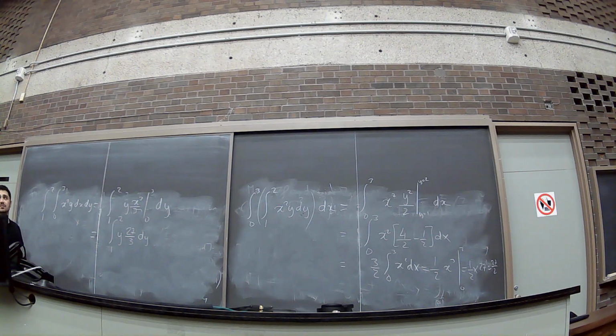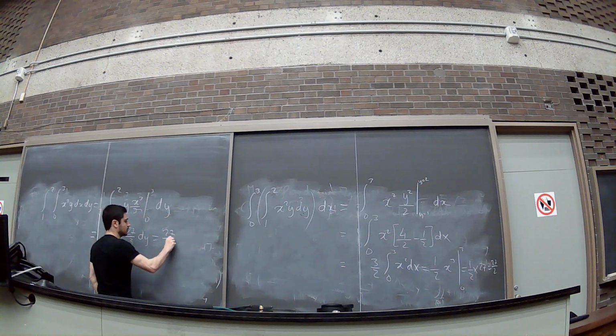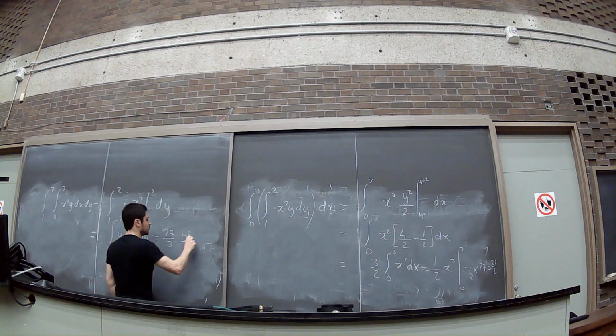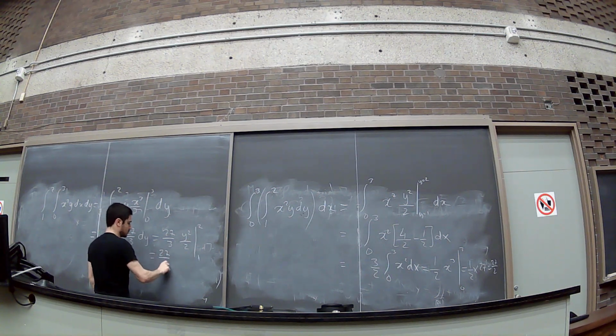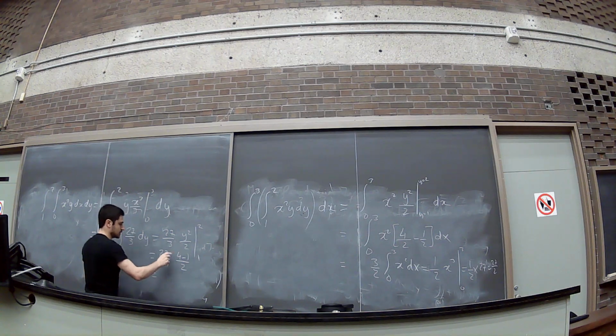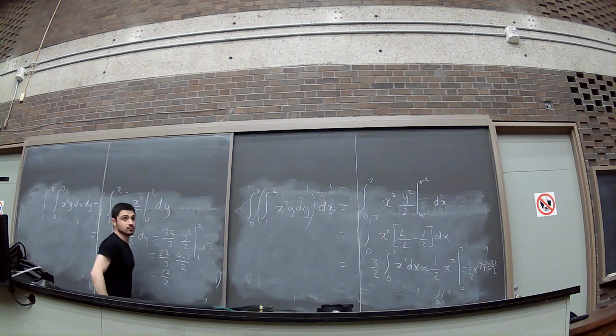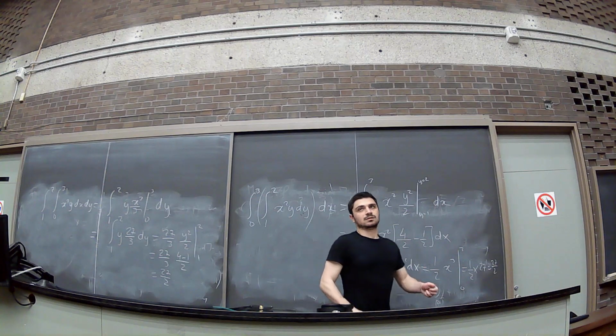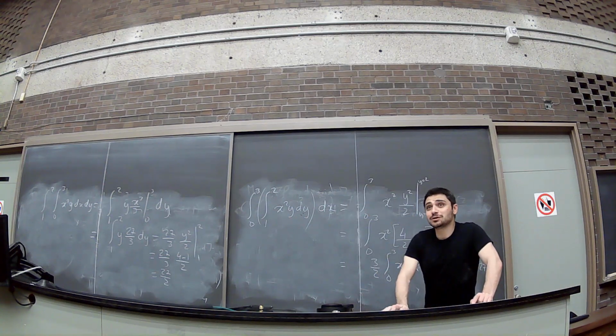And how do I integrate this? What's an antiderivative of y? It's y squared over 2. So I have 27 over 3 times y squared over 2, from 1 to 2. So it's 27 over 3 times 4 over 2 minus 1 over 2. So what do you get? You get 27 over 2. So far so good. Is it clear? Is it good?